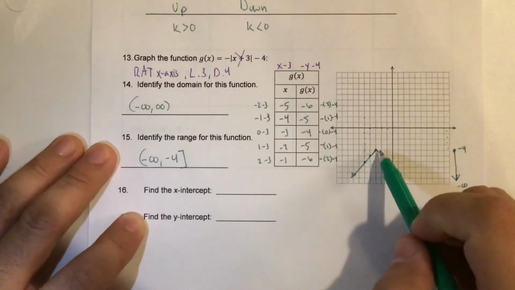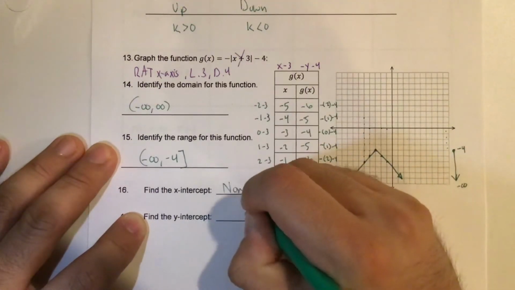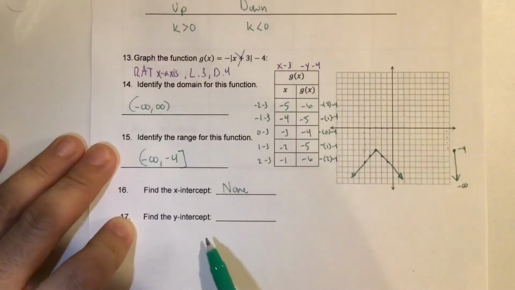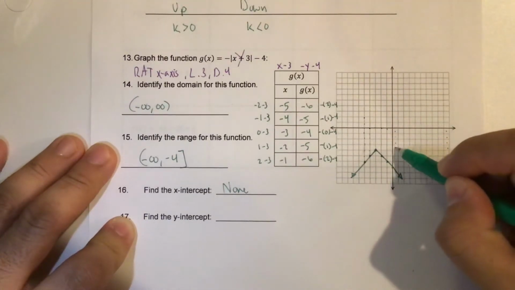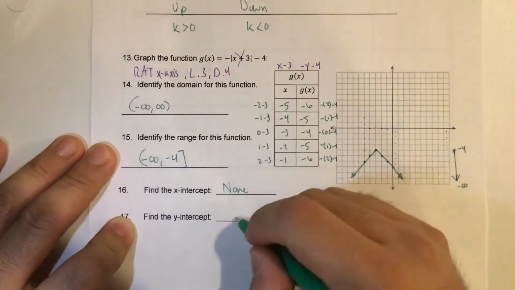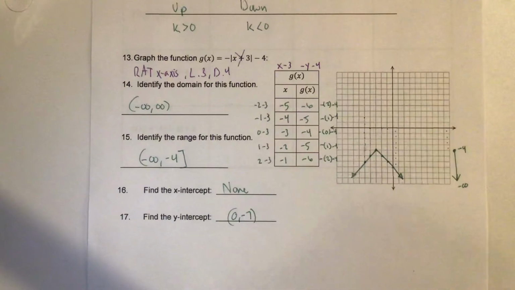Find the x-intercept. There is none because it does not cross or touch the x-axis. You can write none, does not exist. Find the y-intercept. We see it intersects at this point here. So that's 1, 2, 3, 4, 5, 6, 7. So 0, comma, negative 7. All right, let's keep going.